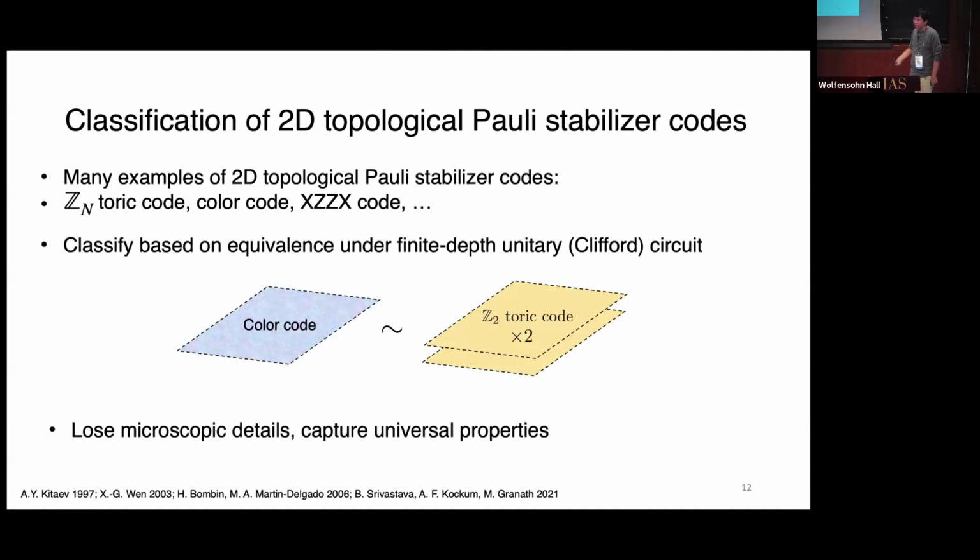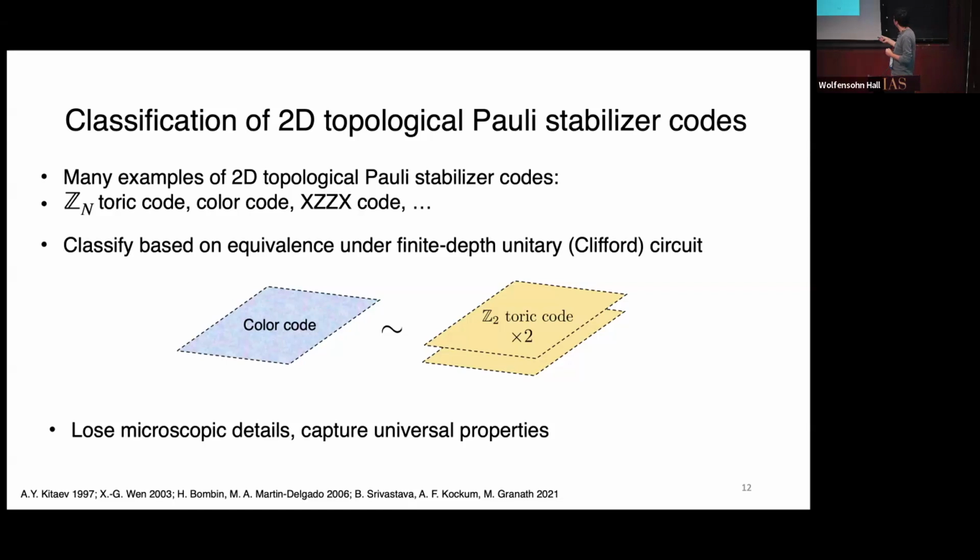Okay. So we can ask whether these different codes, different looking codes, are related to each other in some way, whether they represent the same phase of matter. So they presumably have the same sort of computational power. And that's a meaningful question to ask. So how do we classify these Pauli stabilizer codes under this finite depth unitary equivalence?